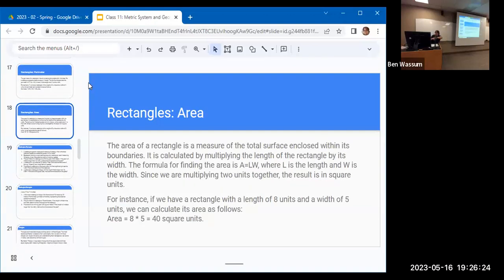We also have area. Area of a rectangle is a measure of the total surface enclosed within its boundaries. It is calculated by multiplying the length of the rectangle by its width. The formula is A equals LW, where L is the length and W is the width. Since you're multiplying 2 units together, the result is in square units. So the example here is if you have a rectangle where the length is 8 and the width is 5, 8 times 5 is 40 square units. If they were both in like feet, then it would be in square feet. If they were both in miles, it would be square miles, etc.